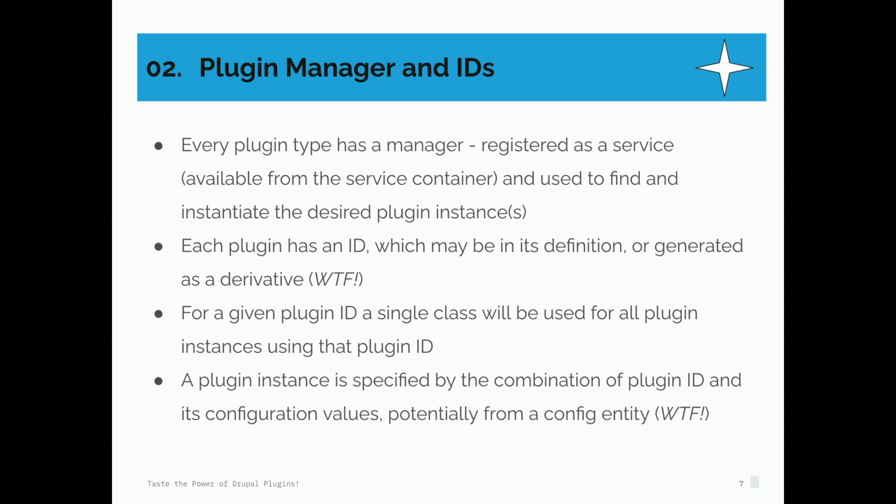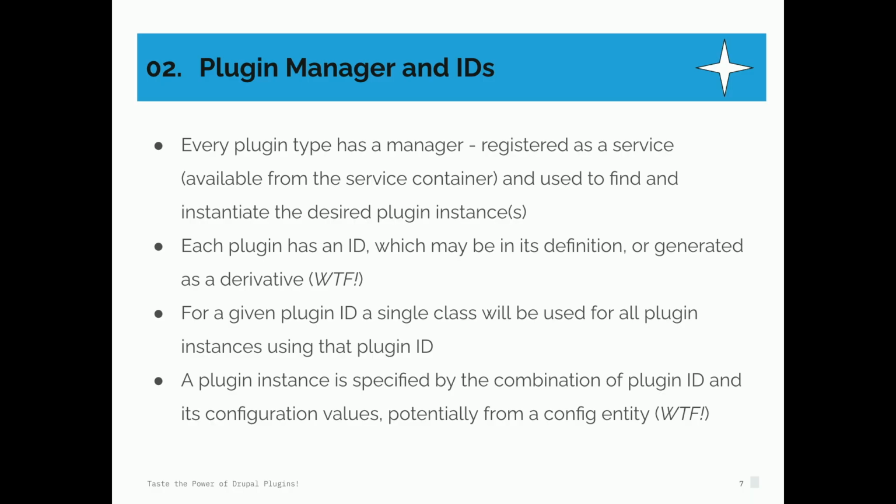But an important concept to remember is that any single plugin ID will always map to the same PHP class. So there's a one-to-one relationship. If you see an ID, in that previous case, the image ID for field type was the image item class. Always 100%, it is never going to vary.